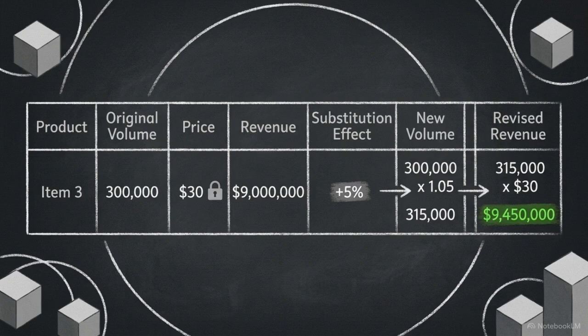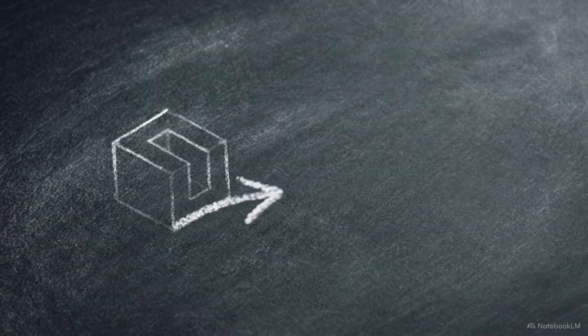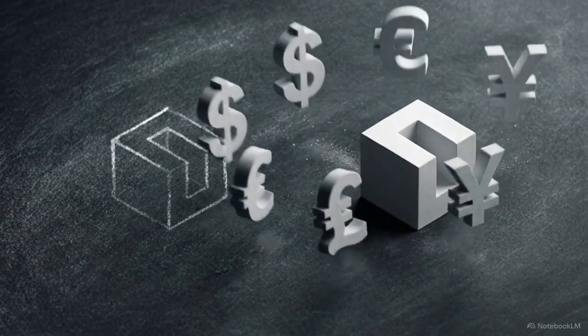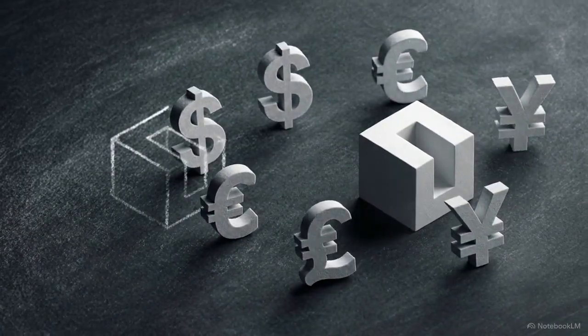Applying that to the baseline of 300,000 units gives us a new volume of 315,000 units. The unit price for Item 3 stays locked at $30. We multiply the 315,000 units by $30, generating a revised revenue of $9,450,000. Substitute products within the portfolio capture some of the volume lost by the primary product, acting as a partial hedge against the initial revenue drop.